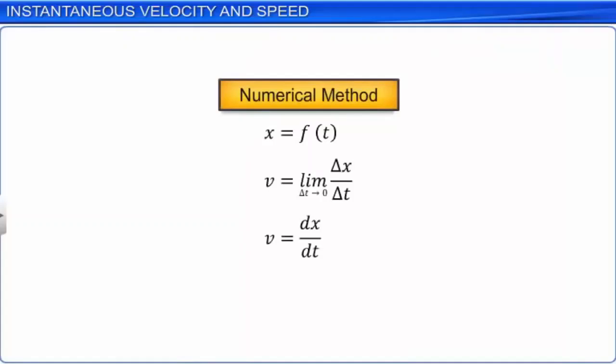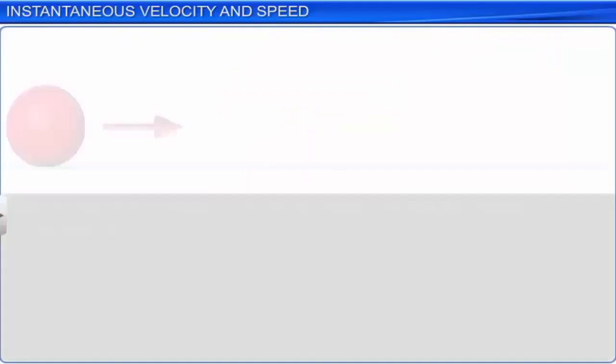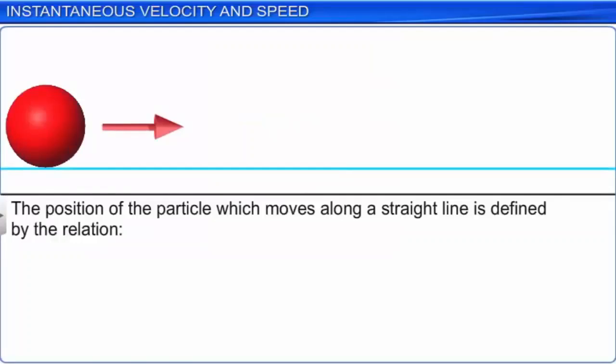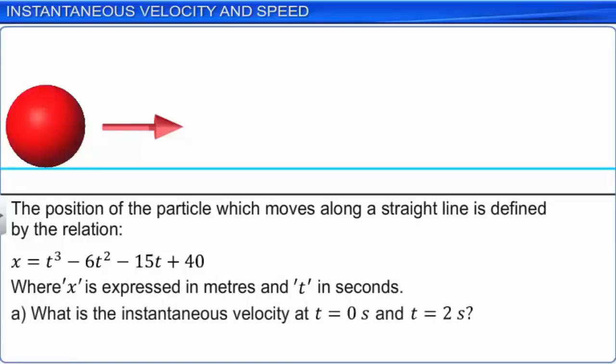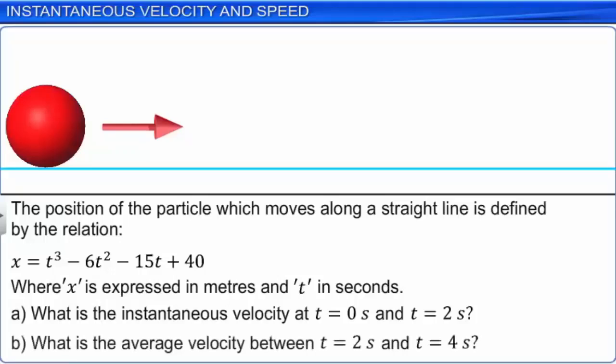The position of a particle that moves along a straight line is defined by the relation x = t³ − 6t² − 15t + 40, where x is expressed in meters and t in seconds. What is the instantaneous velocity at t = 0 seconds and t = 2 seconds? What is the average velocity between t = 2 seconds and t = 4 seconds?